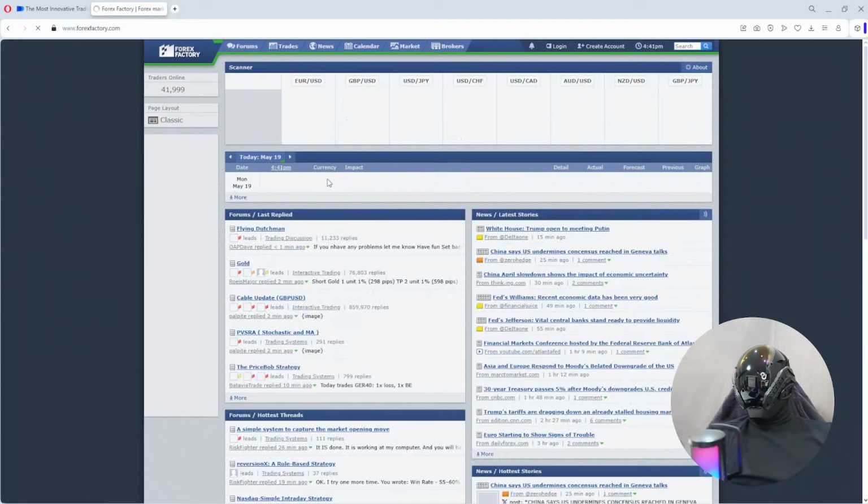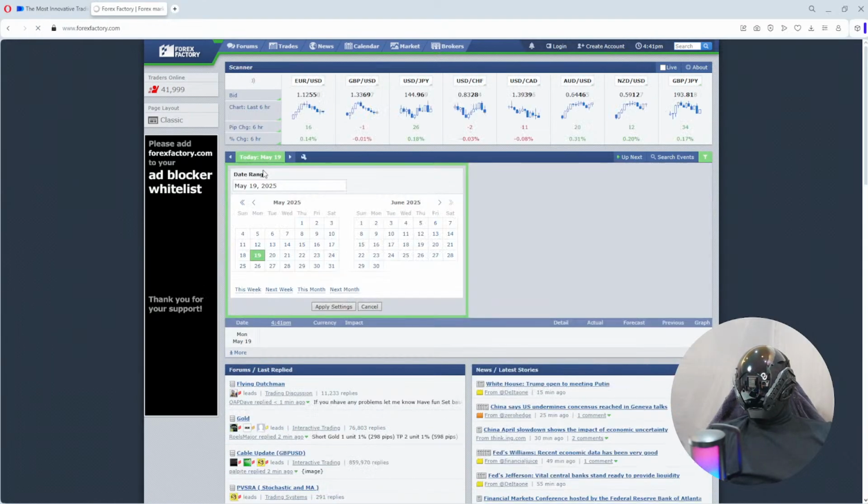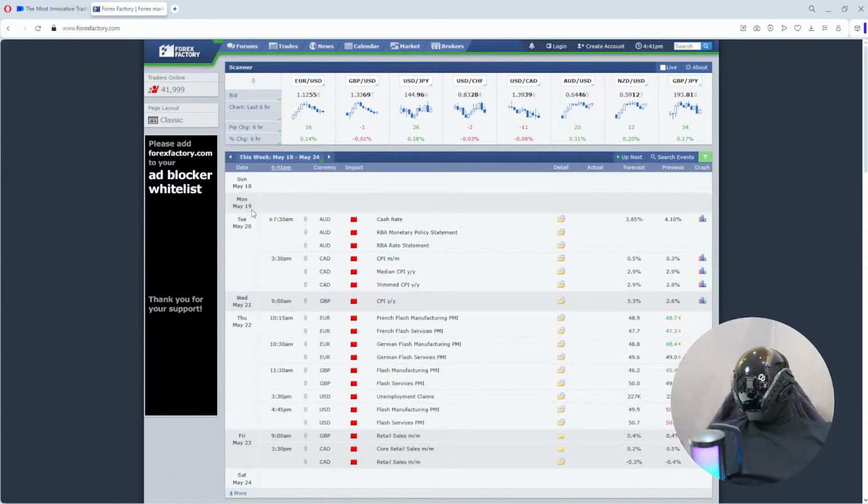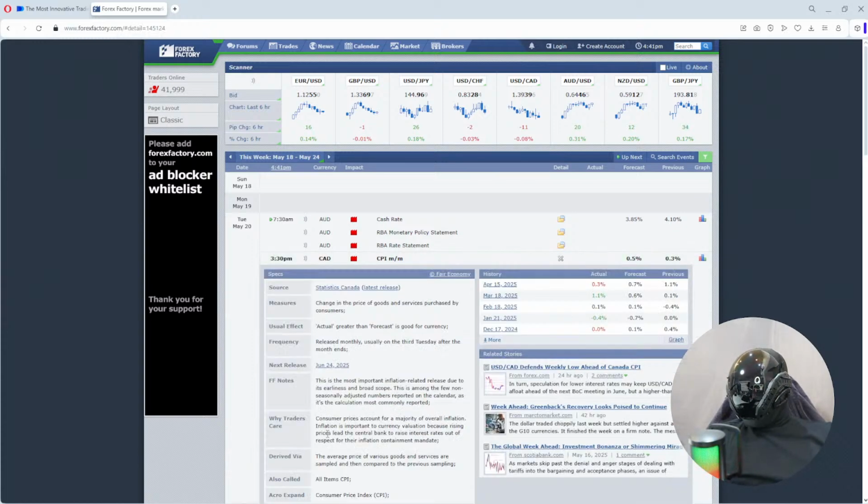Let me actually refresh the page so it shows the right time. All right, so there we go. And it's going to be Sunday through Saturday. And yeah, on the 19th, there's nothing, right? But tomorrow, and this is where we're going to have the stream, Canadian CPI. This is very cool because Consumer Price Index, I think I might have mentioned already, is a leading, important inflation-related release.